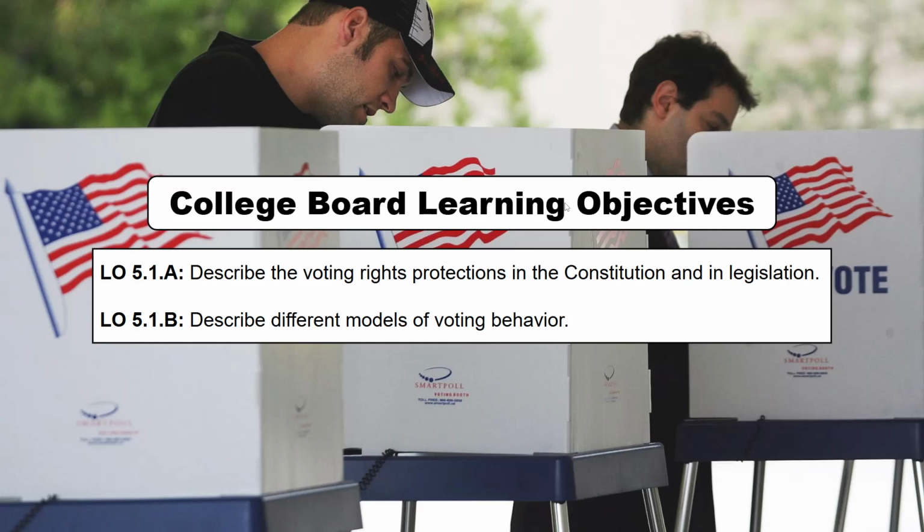Here we're looking at the learning objectives that we need to understand before we dive into the content. College Board, and really me as well, wants you to know how to describe voting rights and the protections of voting rights in the Constitution and overall legislation. You also need to be able to describe different models of voting behavior.